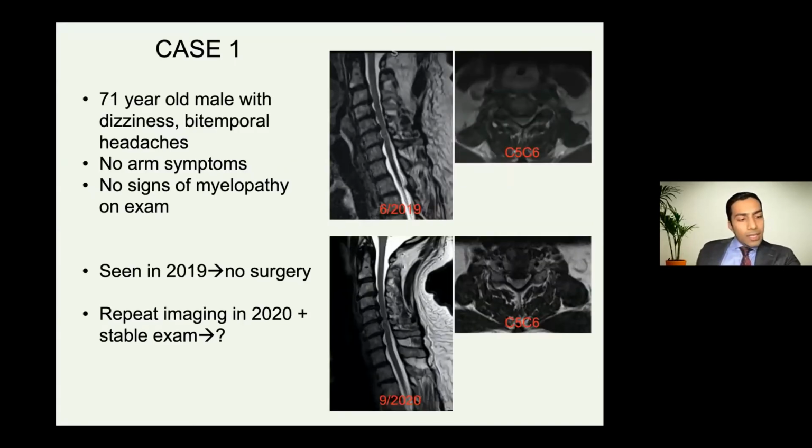This is an example of a patient we saw here at University of Miami a couple of months ago. It's a 71-year-old who came in with dizziness and headaches. He had no arm symptoms, no sign of myelopathy on exam. And when we saw him in 2019, he was relatively asymptomatic, and we told him no surgery, come back in a year with a repeat scan. So he comes back in a year, his scan shows similar stenosis, perhaps a little worse, again, no symptoms or signs.